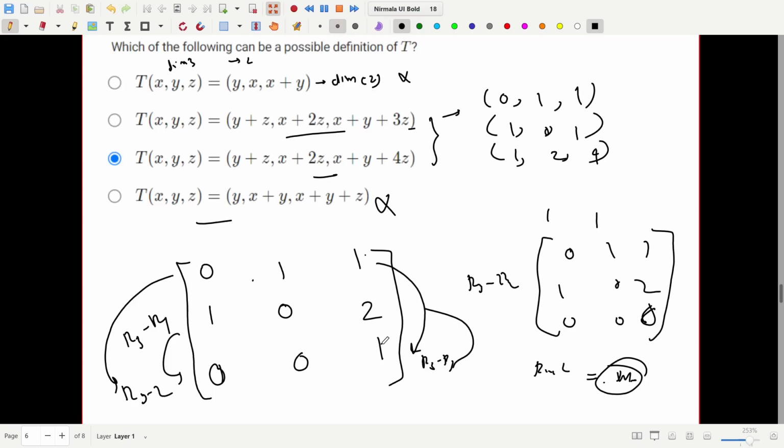You can solve further. If you reduce here, it will be 0, and minus from R1 it will also be 0. So the pivot entry will be 3. So here the nullity is 0. So this option will be correct, because nullity is 0 and a one-one transformation is possible.